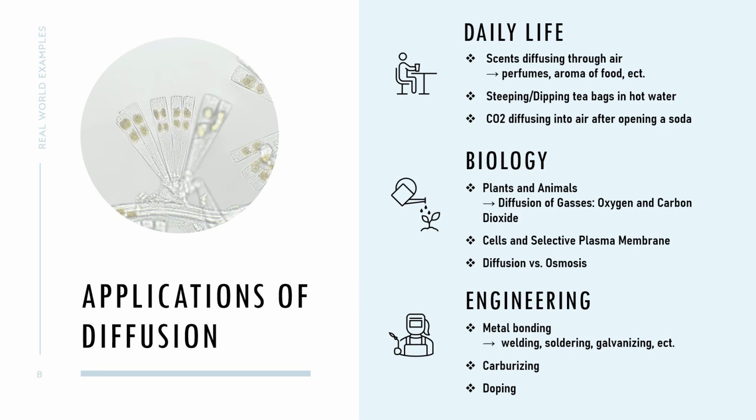While both diffusion and osmosis are passive transport, osmosis only deals with liquid, and in the case of a cell, it is only with water. In engineering, diffusion has a broad spectrum of applications. Diffusion can be used in semiconductors, welding, and other forms of metal bonding, nuclear waste, carburizing, case hardening, and more.